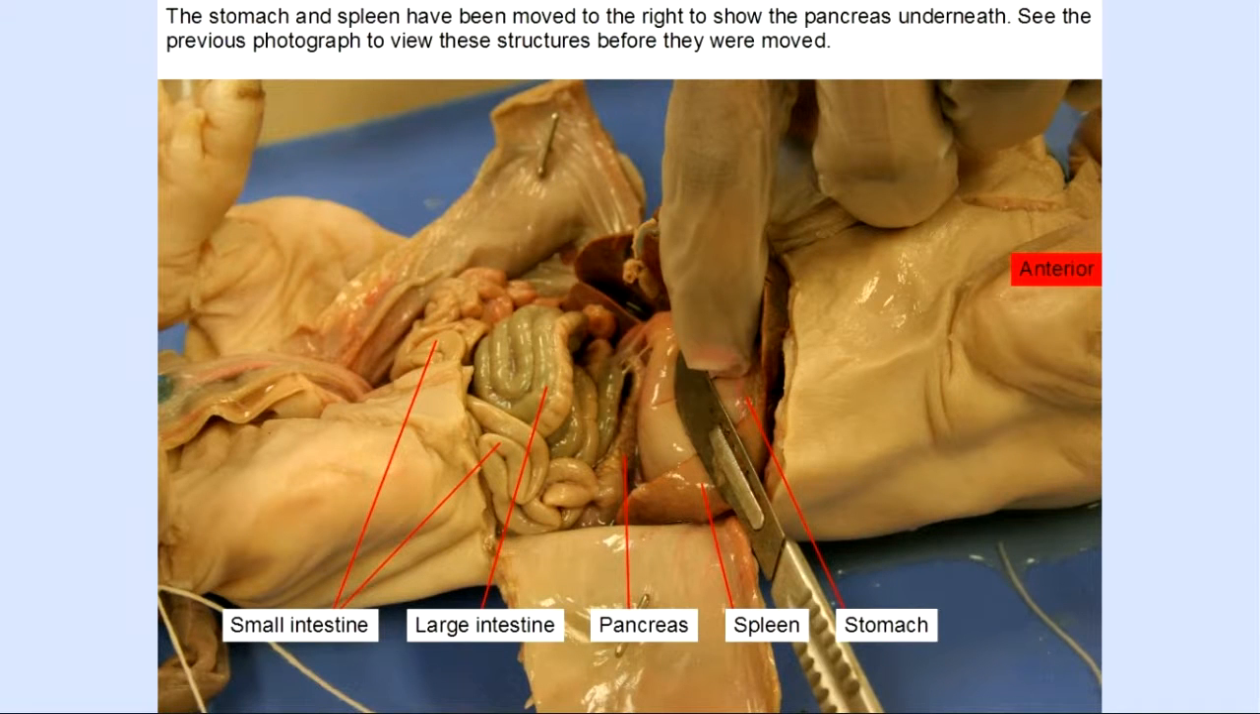Underneath this knife here, this scalpel, is the stomach and the spleen. It's been moved aside, and you can see the pancreas. It's a little grainy structure, not too dissimilar from the thymus gland, and it keeps extending further that way.